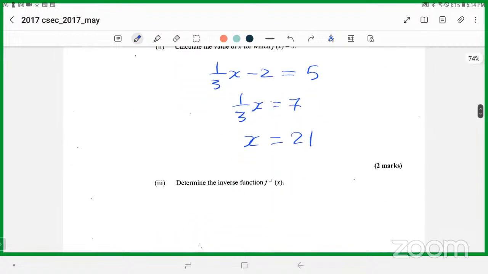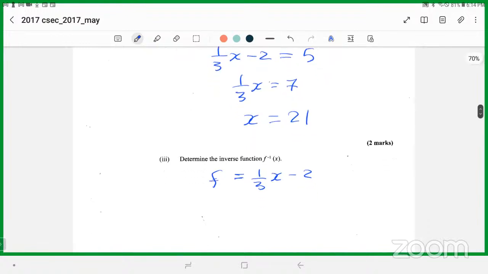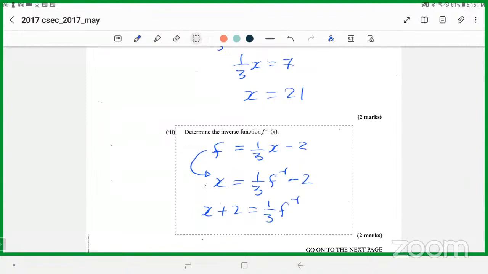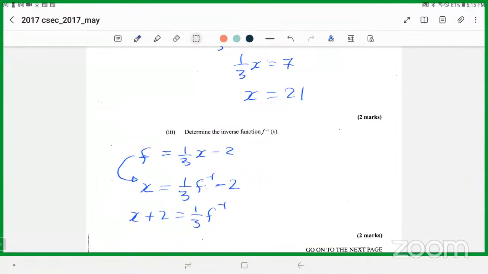Determine f to the minus 1. Now remember, f is a third x minus 2. All we need to do is inverse this thing. This f becomes x, and this x becomes f to the minus 1, the inverse function, minus 2. And then we're trying to make this the subject. Move this 2 first. We're going to get x plus 2 equals a third f to the minus 1. Let's shift it over. You have a lot of space, guys, to do a lot of work. You don't expect to do too much work to get these things.